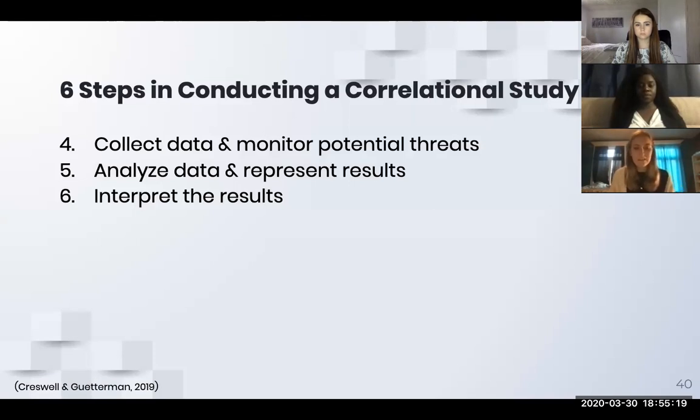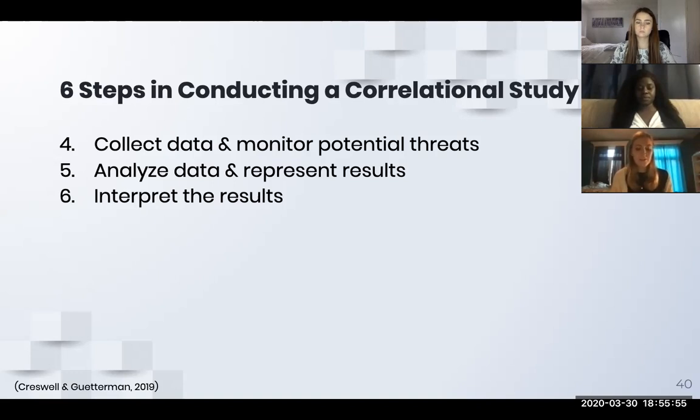Number 5, then you're going to analyze the data and represent the results. Using statistical procedures, we can determine the strength of the relationship and the direction. As mentioned before, whether there's a weak relationship or a strong relationship, positive or negative, or maybe no correlation at all. Then you can look at the pattern of the responses. Now just remember, just because there is a statistical relationship does not mean that there is a cause and effect. It's just an association.